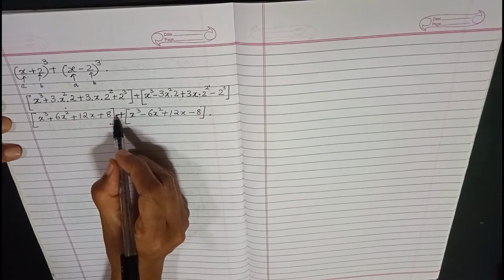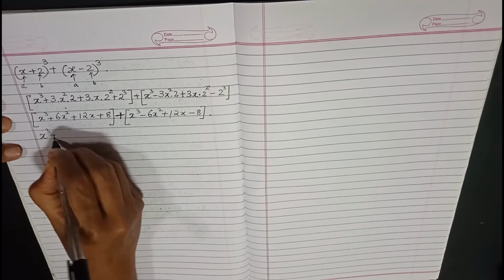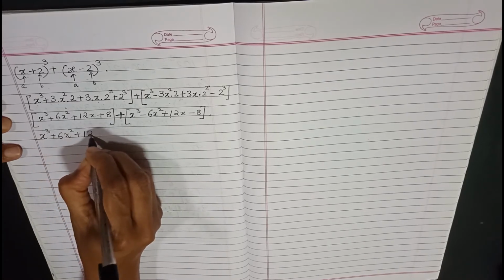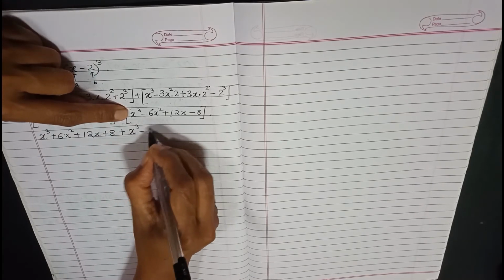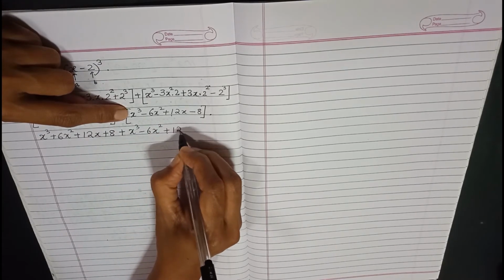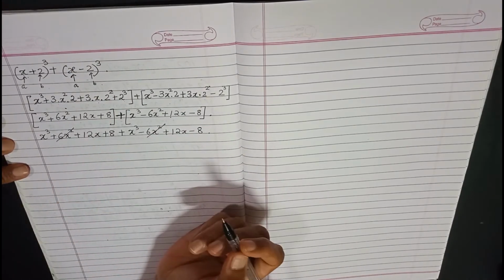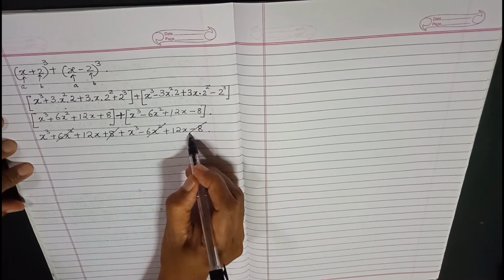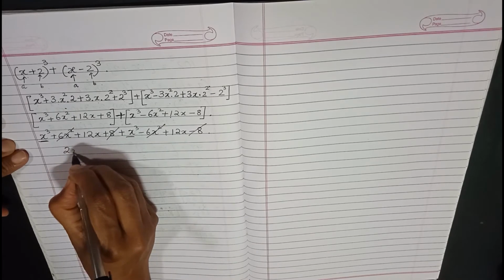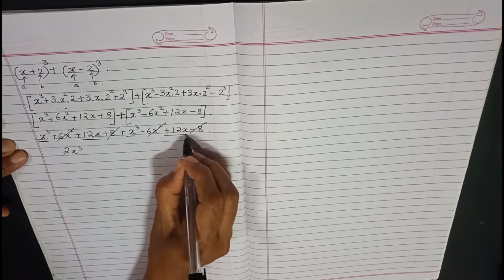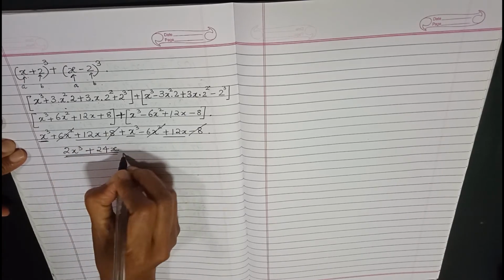Now we will open the brackets, and since there is a plus sign here, there is no change in sign. We just write the two brackets one behind the other. This was the first bracket, I put a plus sign and I just open out the second bracket. There is no change in sign. Now you can see −6x² plus 6x² get cancelled. −8 plus 8 will get cancelled. And what remains is x³ + x³ which is 2x³, 12x + 12x is 24x. So this is the answer.